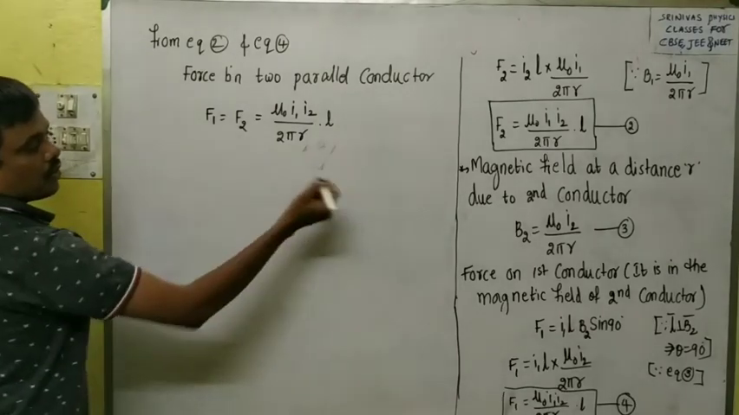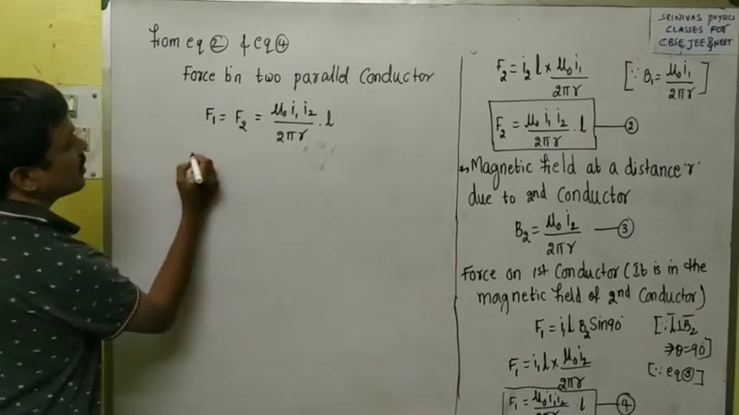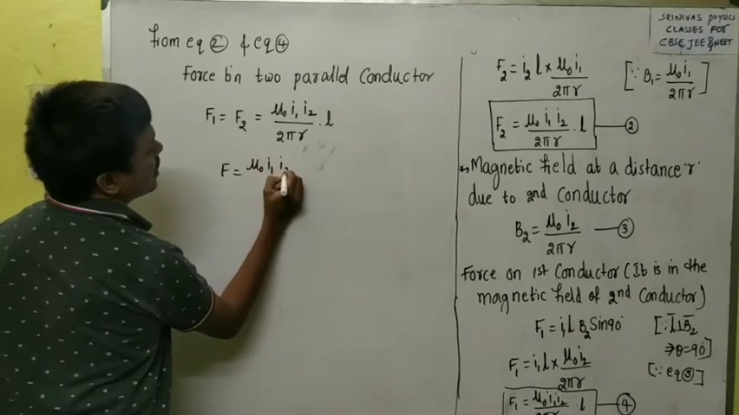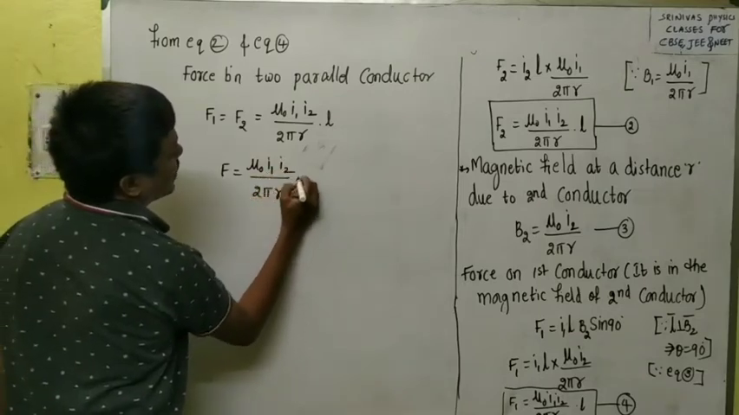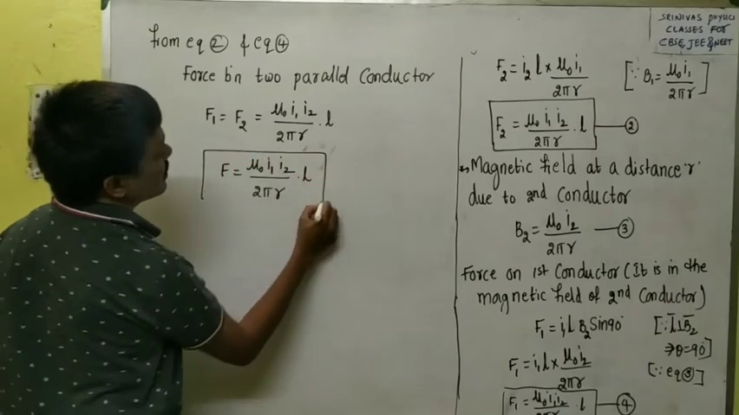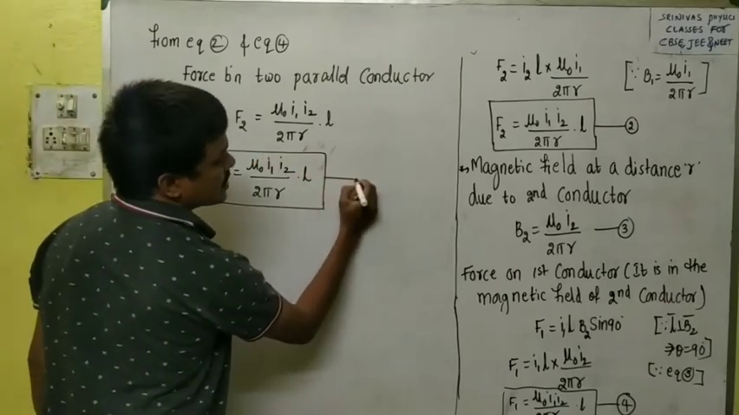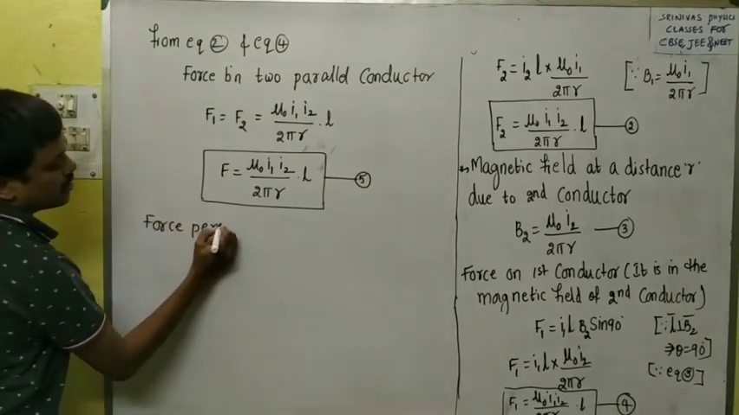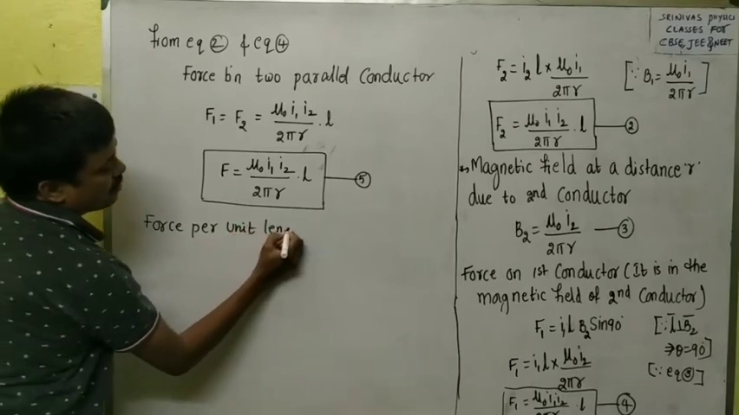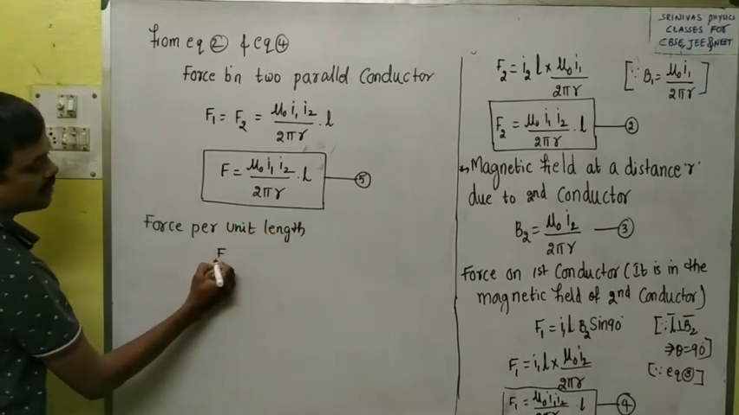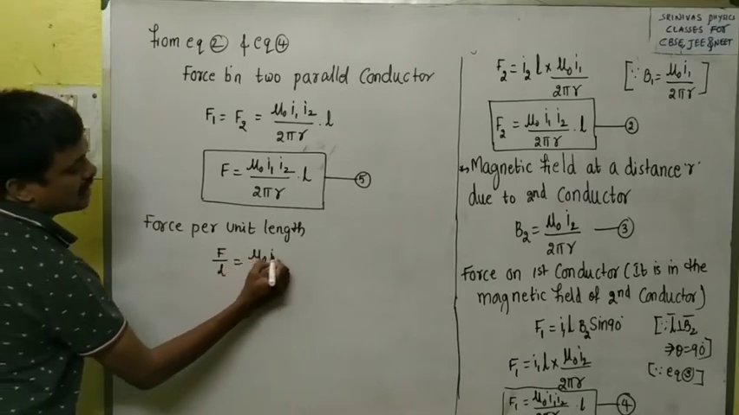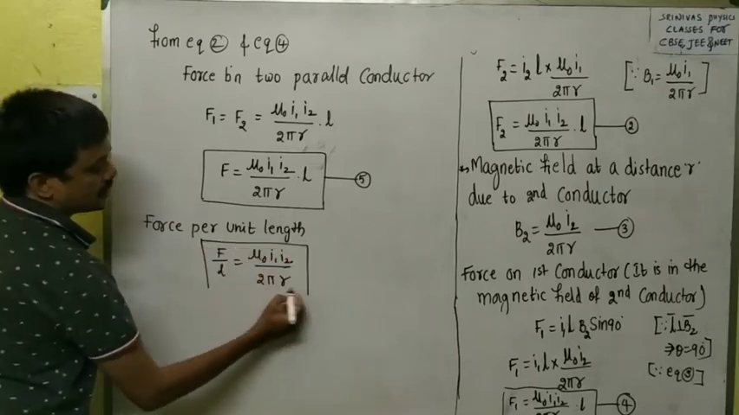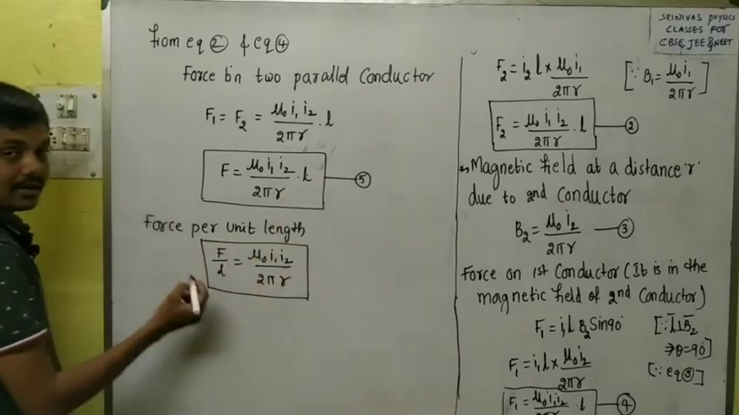Now we take this F1 and F2 as F, which is equal to mu naught I1 I2 by 2 pi R into L. This is the force between two parallel conductors. This is equation 5. And I want the force per unit length. Then how do we write the force per unit length? We write it as mu naught I1 I2 by 2 pi R. Just L we have to take to the left side.